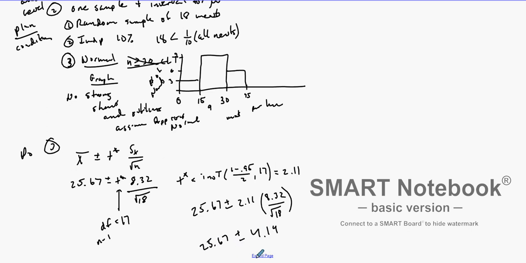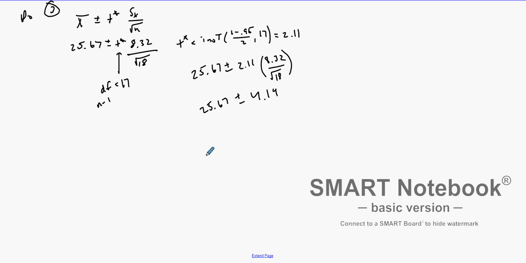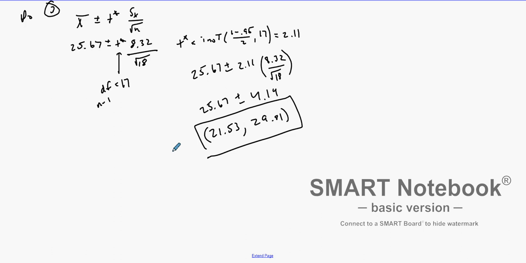We continue: we add 25.67 plus 4.14, so our top end is 29.81. Our bottom end is 21.53. And that is our confidence interval, my friends.